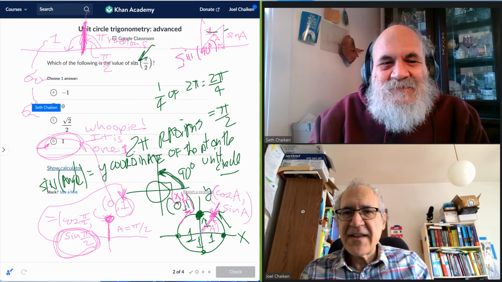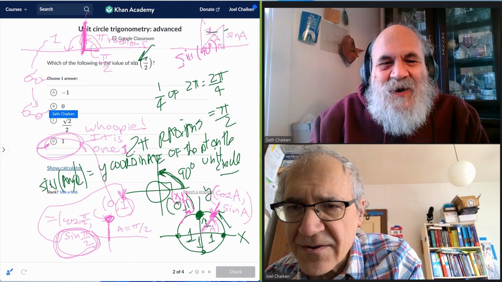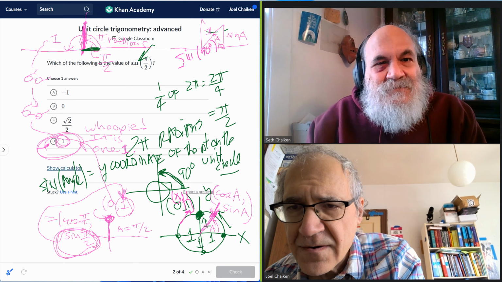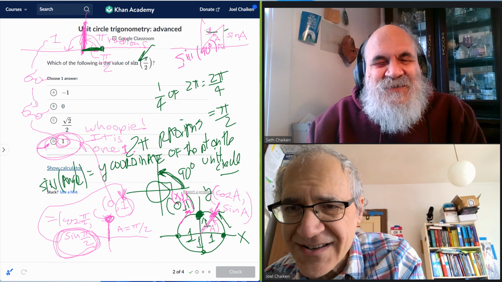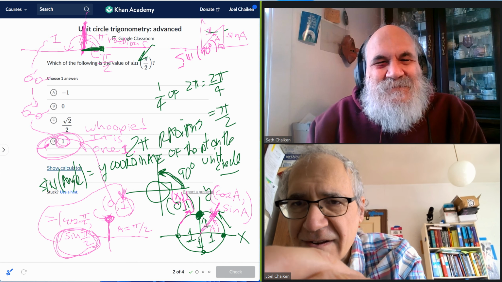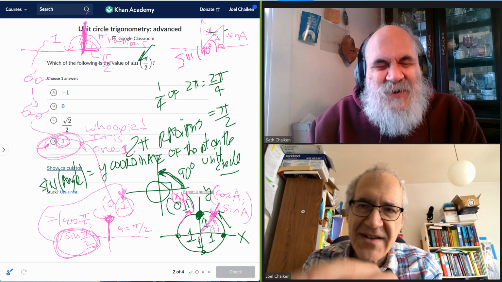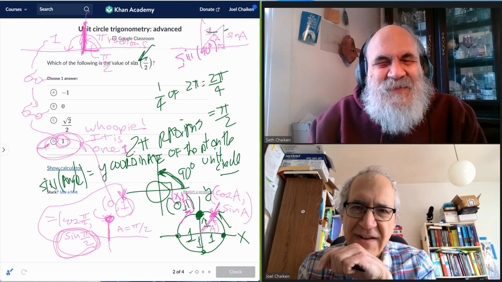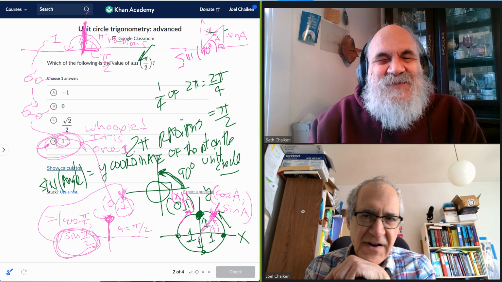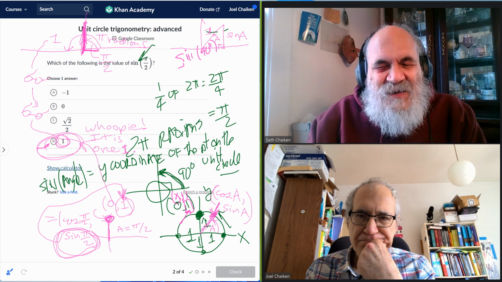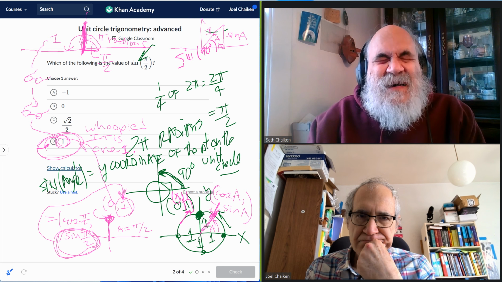Right. Well, the length of this horizontal thing is also 1. But that's not sine of pi over 2. It's not just length; it's where it is on the unit circle. It's a horizontal length. It's a vertical length of 1. The vertical line is the unit line. The vertical unit length is the sine of the right angle.